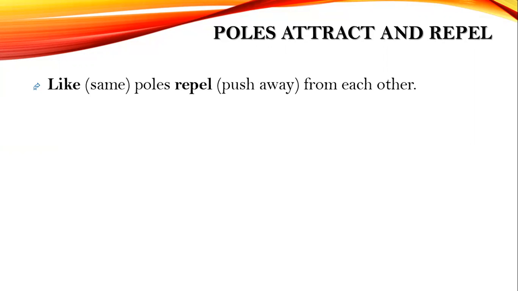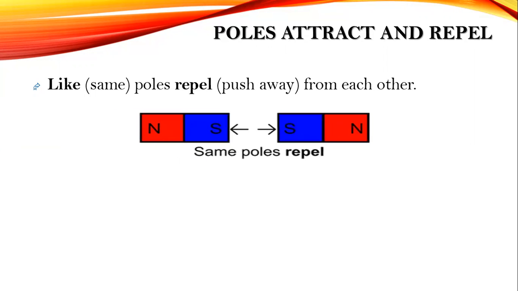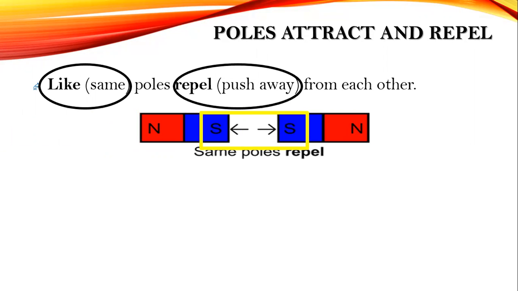Poles attract and repel? Yes. Here we are going to discuss the law of magnets concerning attraction and repulsion. Scientists found that like poles, or the same poles, repel, or in other words, push away from each other. So if you have two magnets and you place the same poles facing each other, you're going to find that these magnets are going to repel, or push away from each other.